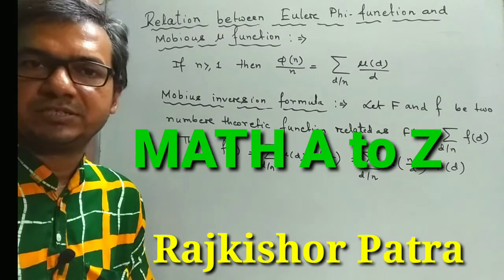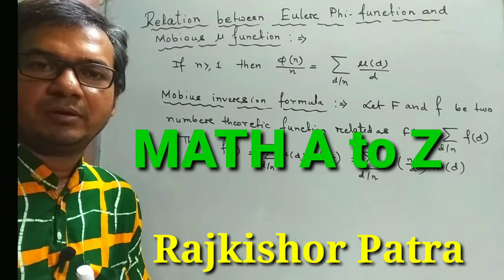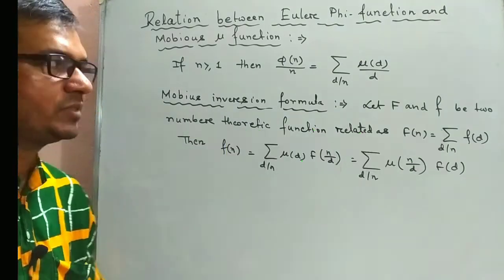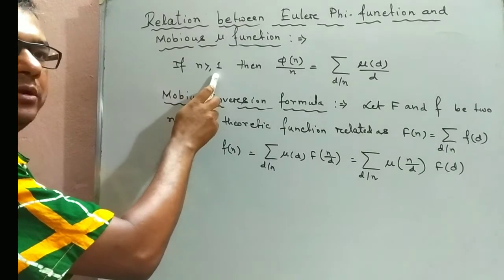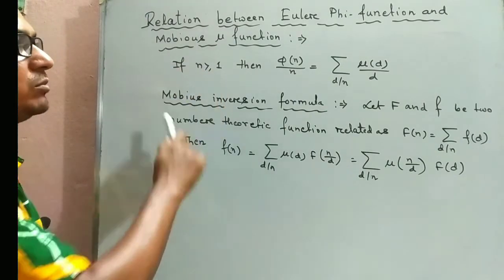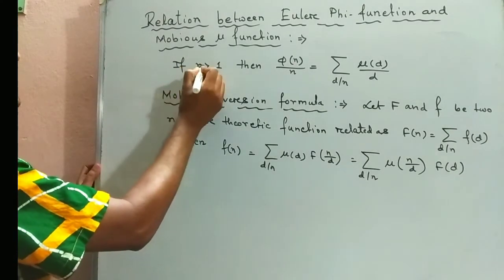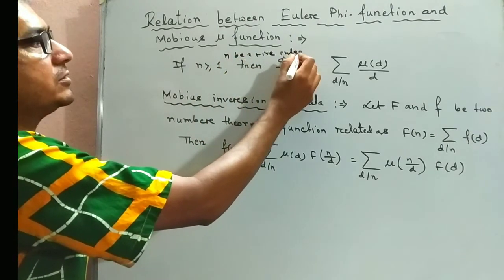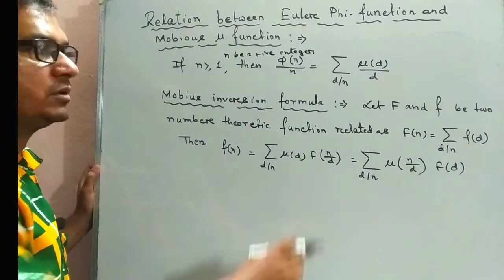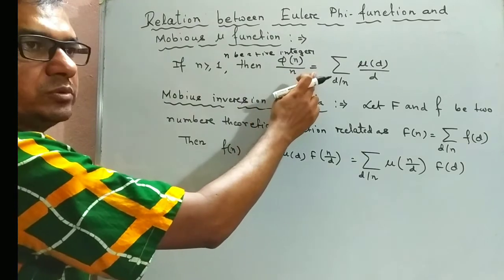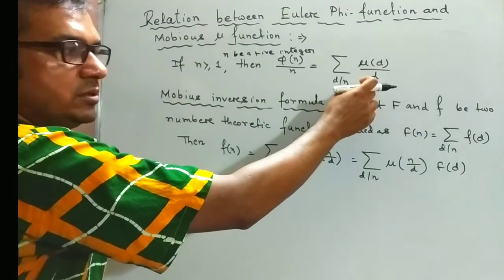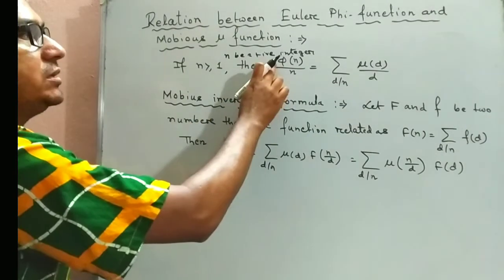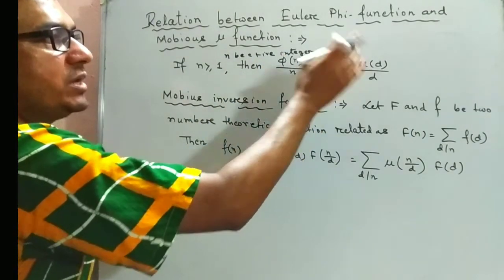The topic of this lecture is an important property of Euler's Phi-Function, which is: for any n greater than or equal to 1, where n is a positive integer, phi of n by n is equal to the summation of mu of d by d, where d runs over all divisors of n, where phi is the Euler's Phi-Function and mu is the Mobius mu function.